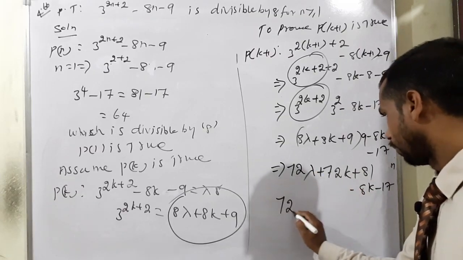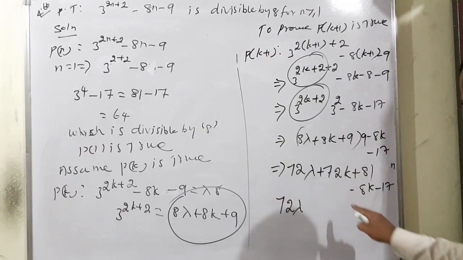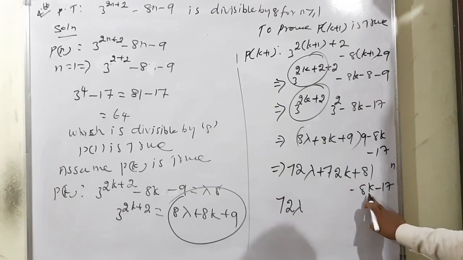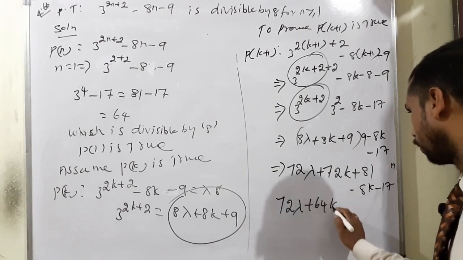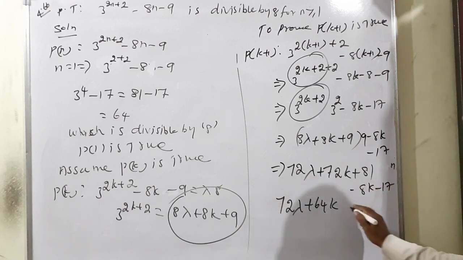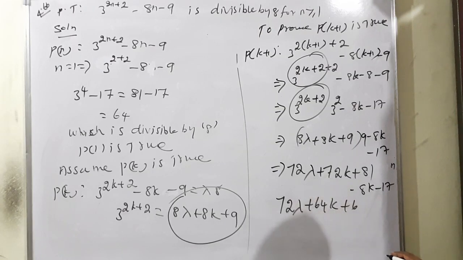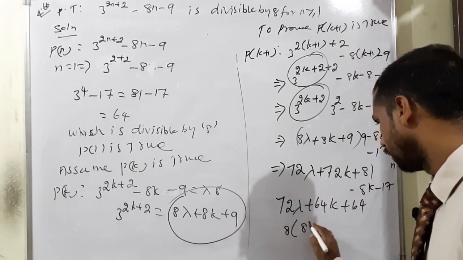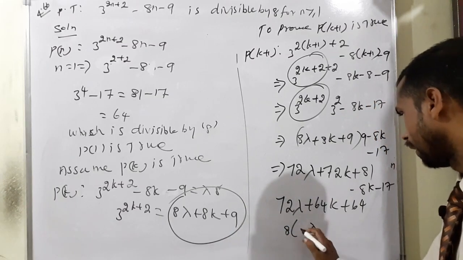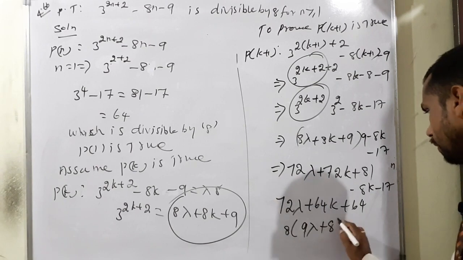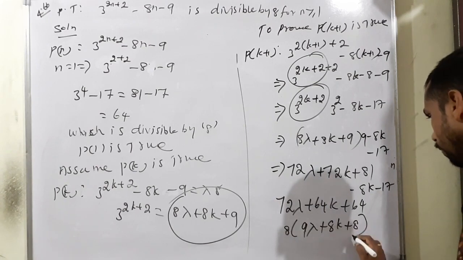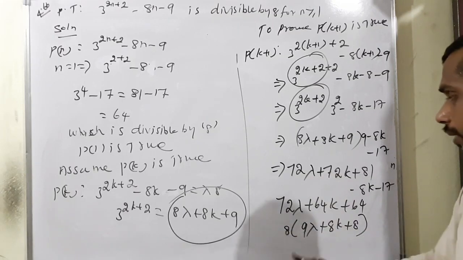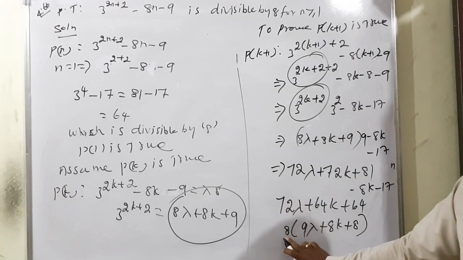The first one as it is, 72 lambda. Second condition, plus 72K minus 8K, so definitely plus 64K will come. The last condition, plus 81 minus 17, definitely 64 will come. Therefore, take 8 common outside. 9 8s are 72, so 9 lambda plus 8K plus 8 will come. So now the whole term is connected with the into 8. So, common term 8 is there. Definitely we can say it is divisible by 8, isn't it?